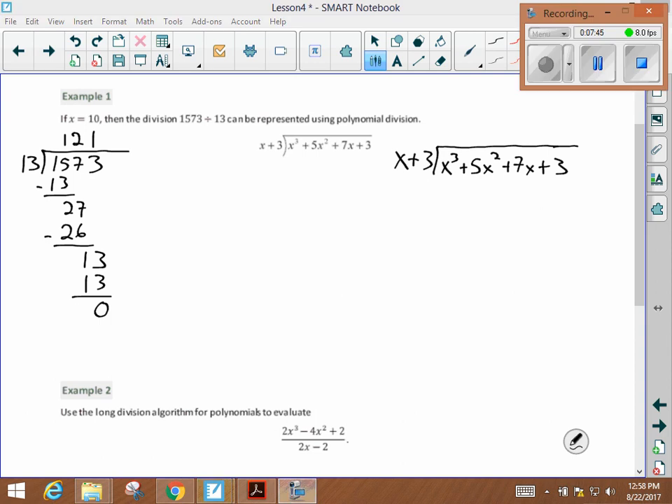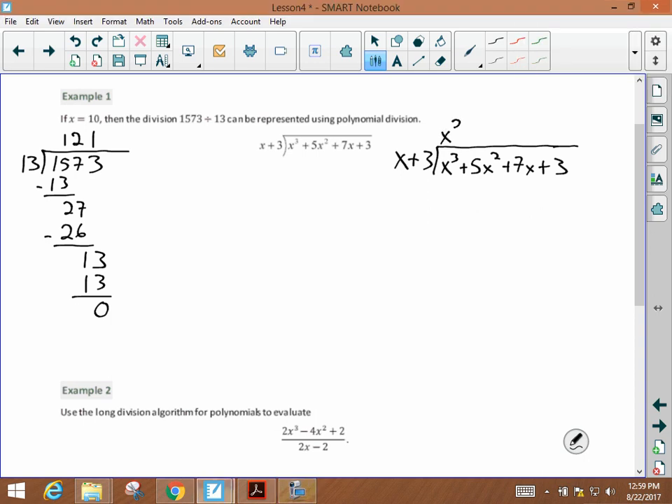So when I'm doing this, I'm looking at my variable quantity. I see that x cubed there, and I see the x. I need to think to myself, what do I multiply x by to get x cubed? Well, that's going to be x squared, right? And x squared times x.